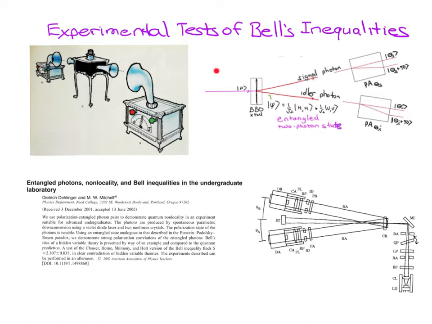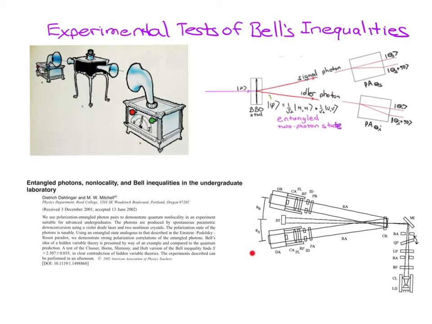And then last week in tutorial, we tried to connect that Gedanken experiment to something that resembled a real experiment, similar to the one that we do down in the laser lab. But this week, you're going to be reading an actual journal article that tells how to do these experiments. So there's this article that also appeared in the American Journal of Physics from a group out at Reed College in Oregon called Entangled Photons, Non-Locality and Bell's Inequalities in the Undergraduate Laboratory.